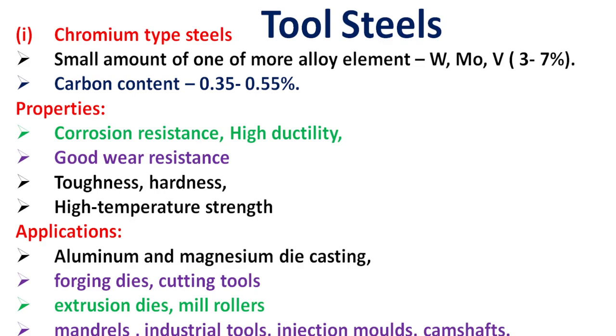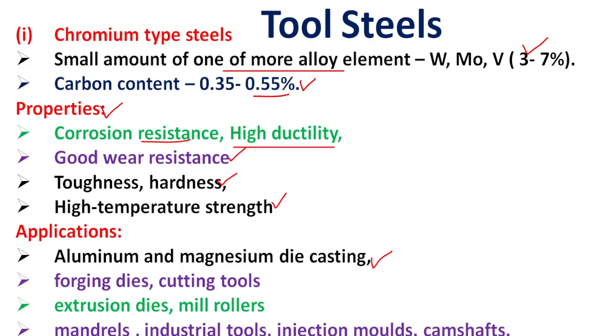A small amount of one or more alloying elements of tungsten, molybdenum and vanadium, 3 to 7%. The carbon content is minimum 0.35, maximum 0.55%. The properties of chromium type steel are high corrosion resistance, high ductility, good wear resistance, better toughness and hardness, and high temperature strength.